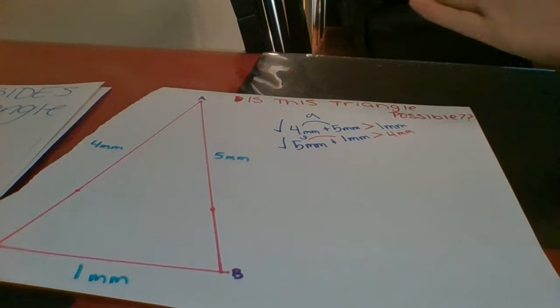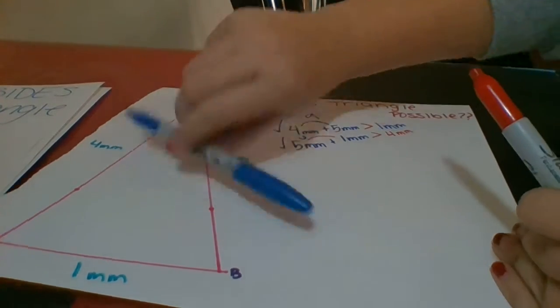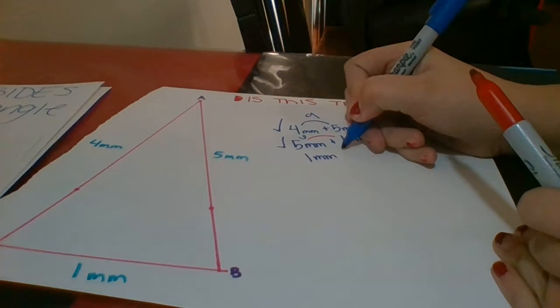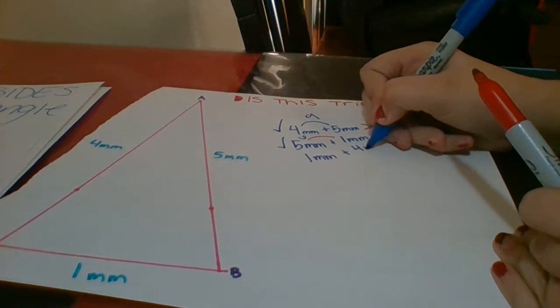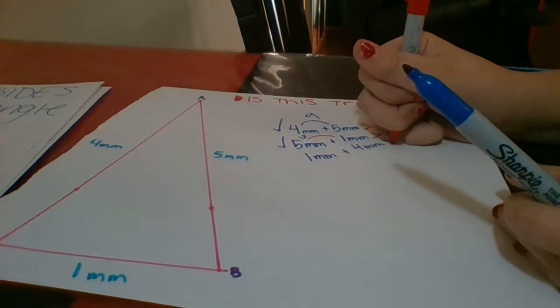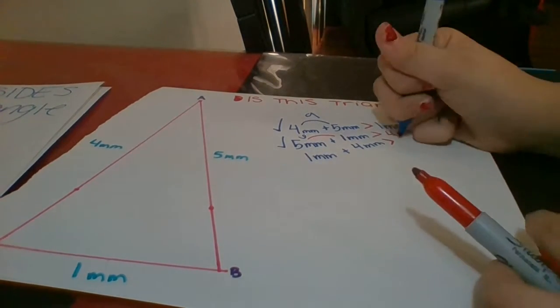And now for our last sides, we will be adding the sides we did not add together yet. So we'll do 1 millimeter plus 4 millimeters, and we will be checking if it is greater than 5 millimeters.